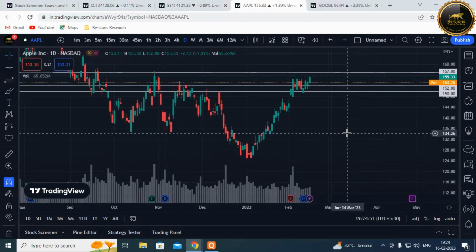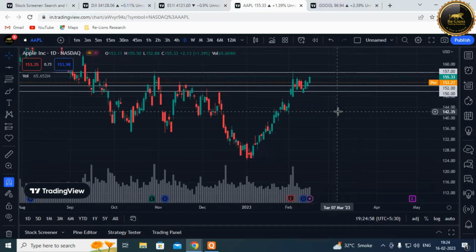In fact, I will expect expiry to take place as close to 150 as possible. Okay, I am expecting expiry, tomorrow's expiry for Apple, to happen close to 150. So I would like to take a short opportunity in Apple as well.